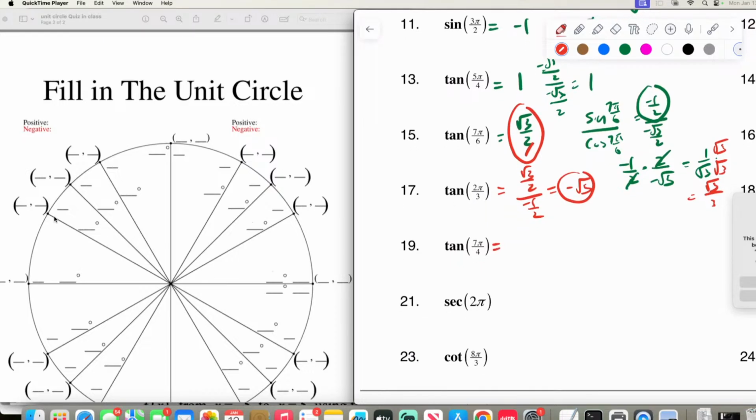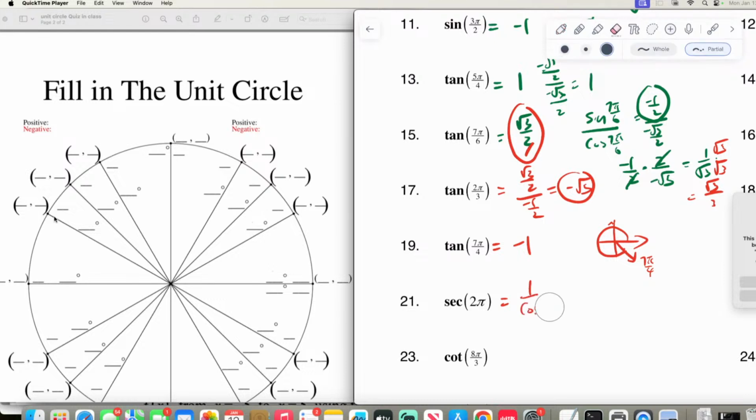Okay. Tangent of 7 pi over 4, that's going to be negative 1. Why is it negative 1? Because 7 pi over 4 is going to go all the way here, and that's negative square root 2 over 2 over square root 2 over 2. That's going to be negative 1. Secant is 1 over cosine of 2 pi. What's the cosine of 2 pi? It's 1, so it'll be 1 over 1 is 1, right?